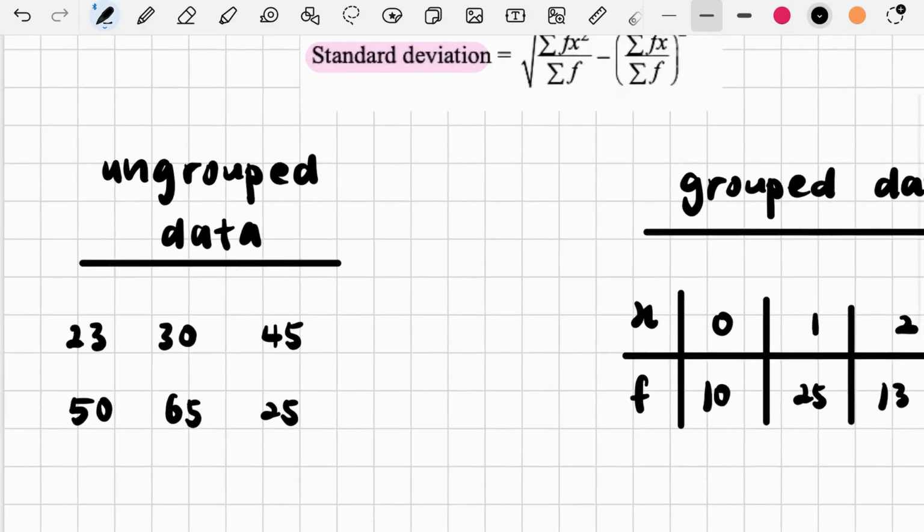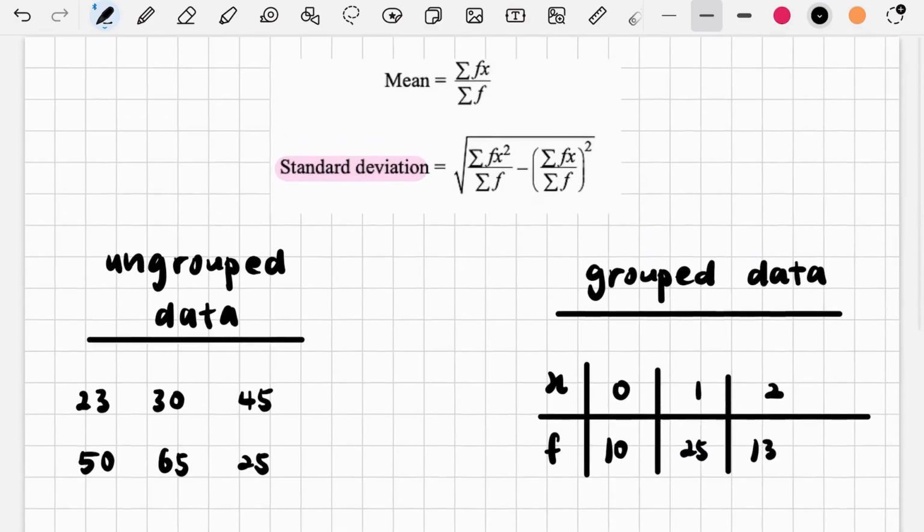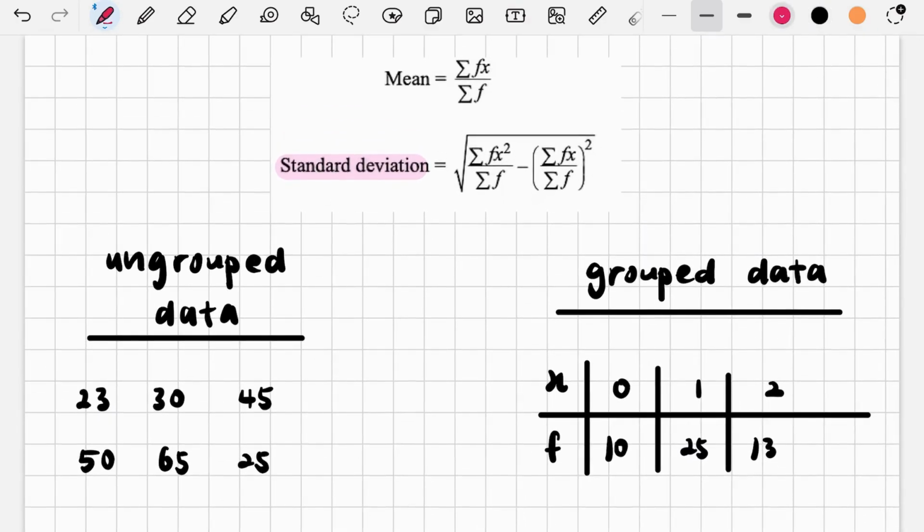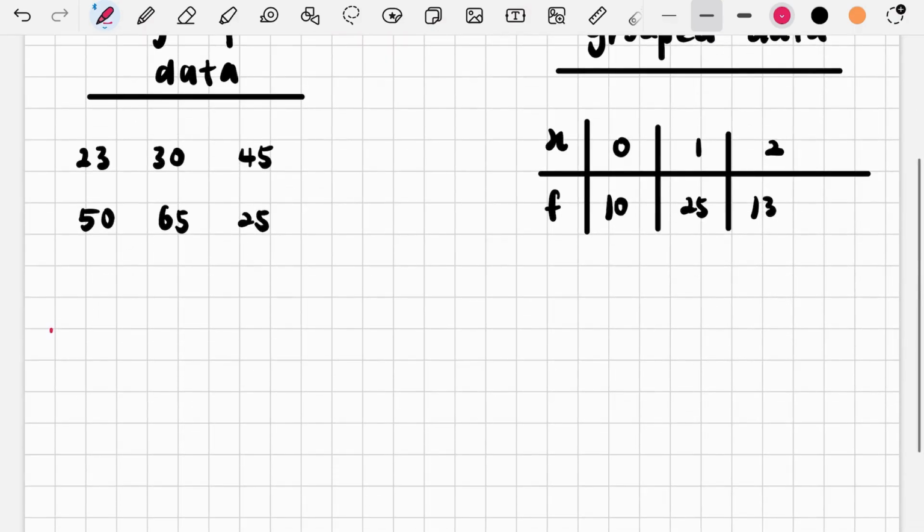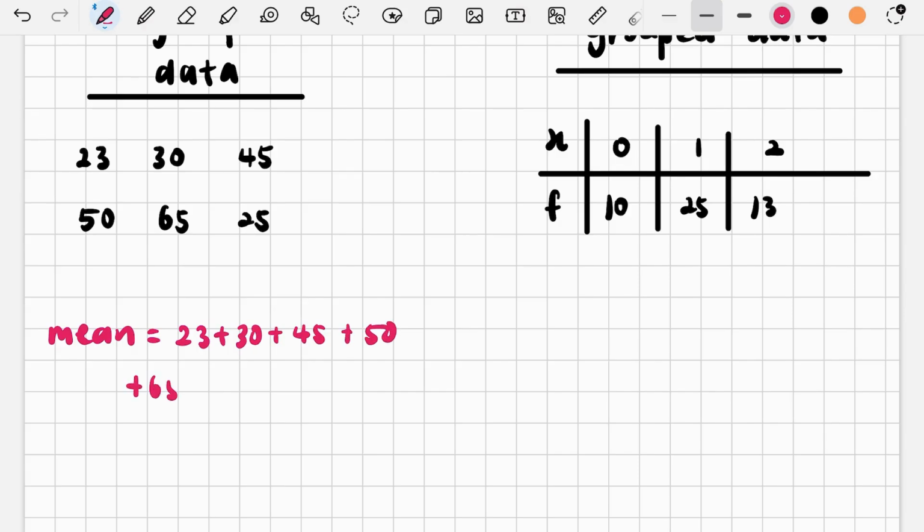So what we have from here is that first thing first, we can find the mean. Let's do the ungrouped data first. What we're going to do is we find the mean. Most of us have no problem finding the mean. So 23, 30, 45, 50, 65, and 25. Everything you're just going to divide by the number of data, which is 6 in this case, right?